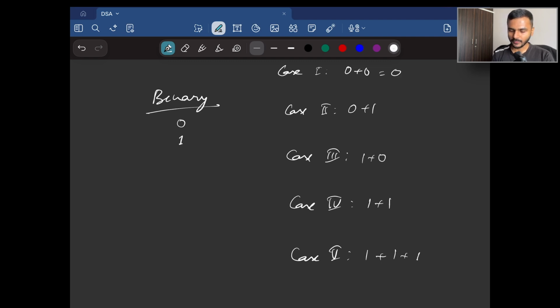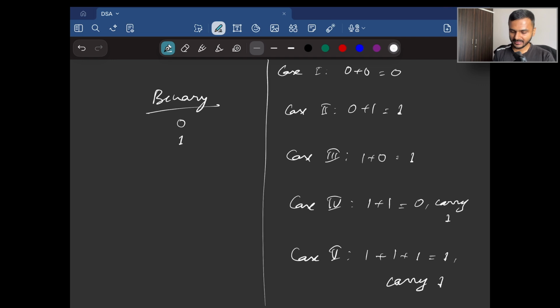So 0 and 0 added together will be 0. 0 and 1 will be 1. 1 and 0 will be 1. 1 and 1 added together will be 0 with a carry of 1. And 1, 1, 1 added together will be 1 with a carry of 1. So keeping this in mind, let's take two numbers represented in binary number system and add them together.